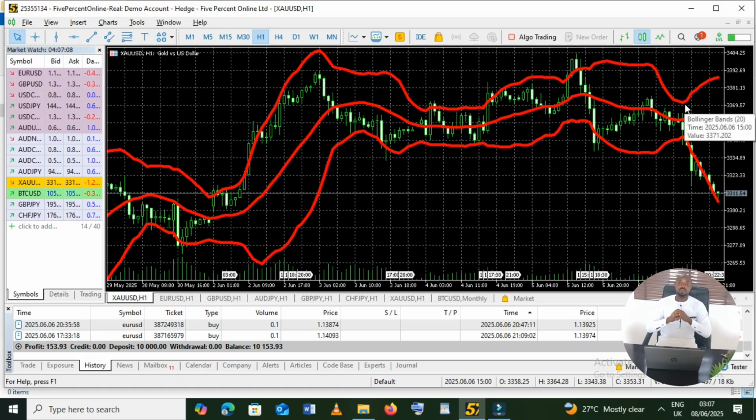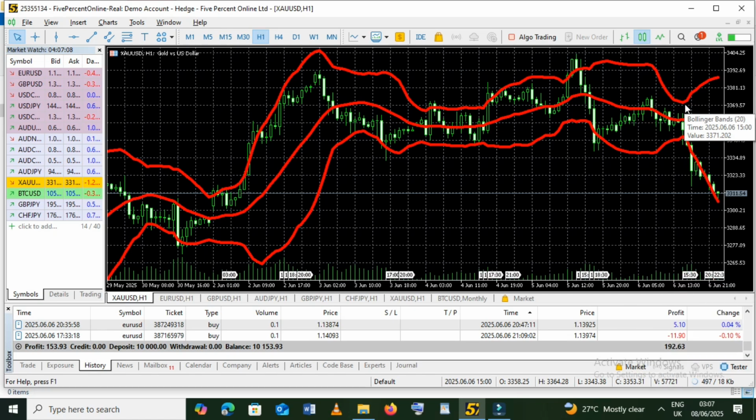Let me repeat. When you see two out of the three major Bollinger Bands lines below your candle, as you are seeing it here, it shows that the market is in a bullish trend. It's going upwards. And when you see two out of the three major Bollinger Band lines above your candle, as you are seeing it here, it shows that the market is in a bearish trend. That means the market is coming down. So you can place a sell here and set your stop loss and take profit where necessary.